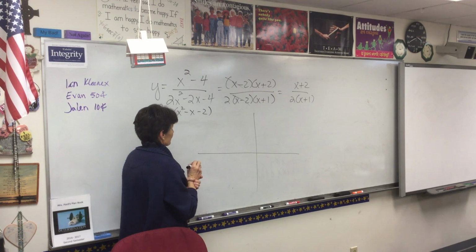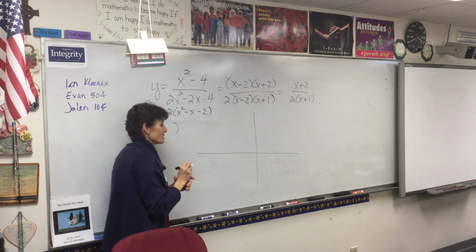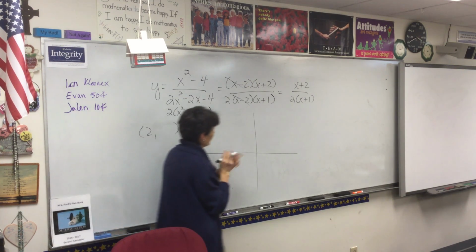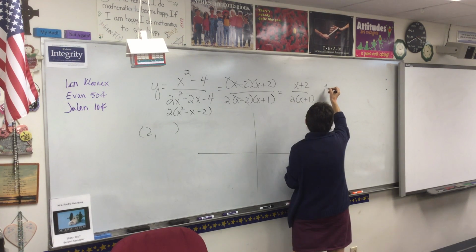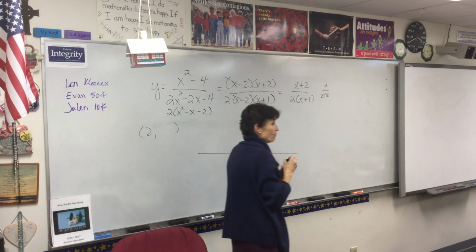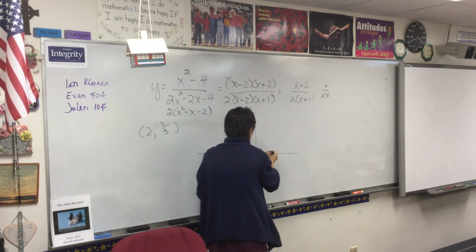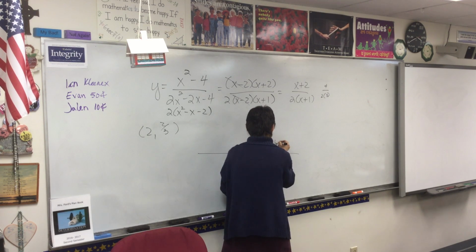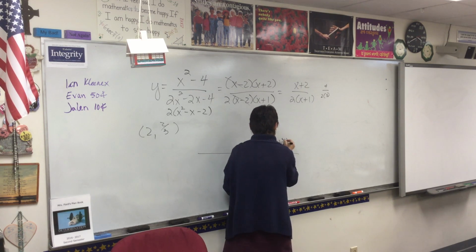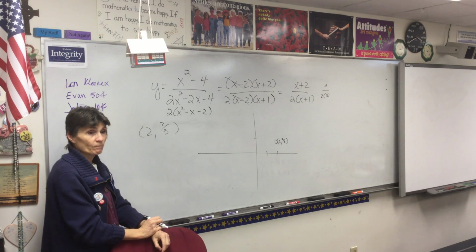where? At 2 something. And to find the something, we'll put 2 in here. So that will give us 4 over 2 times 3. So 4/6, or 2/3. So we're going to have a hole at 2 comma 2/3. All right, so far so good?